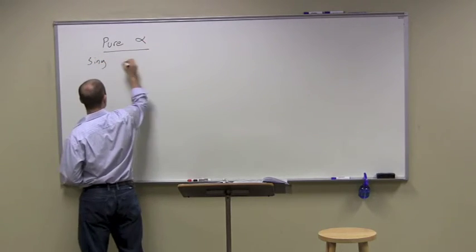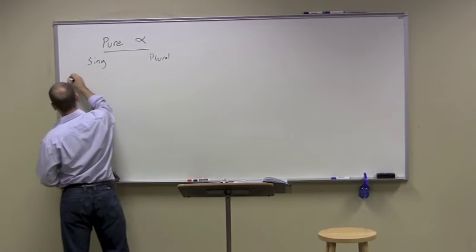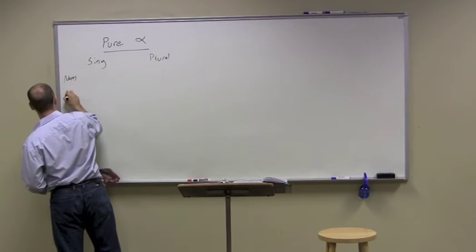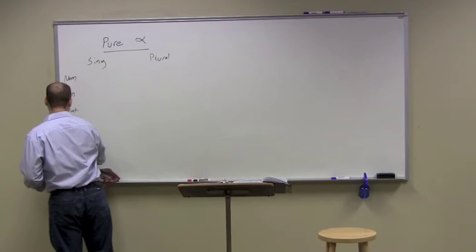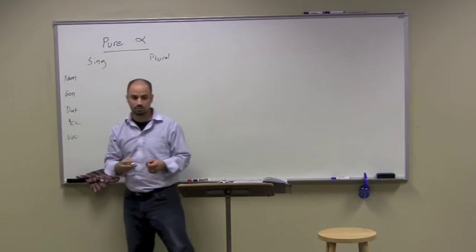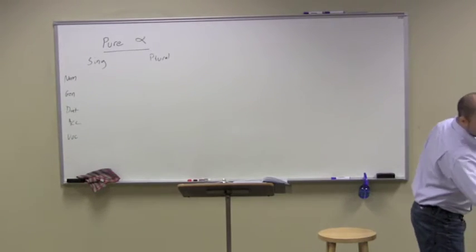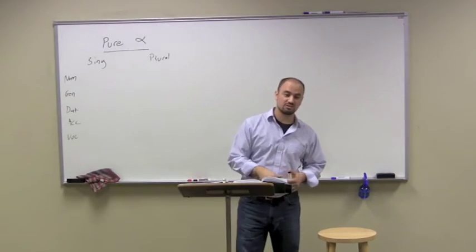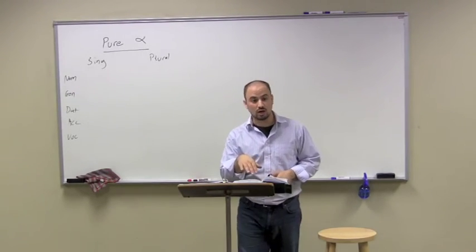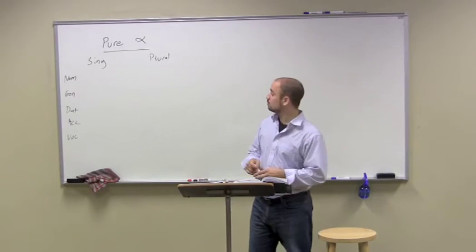Singulars and plurals, as always. I have your nominative, genitive, dative, accusative, and vocative. Your vocative forms in the first declension are all going to be the same. You'll see on your handout that I've made it easy for you, instead of having to dig through the prose to find the different rules for the pure alpha.